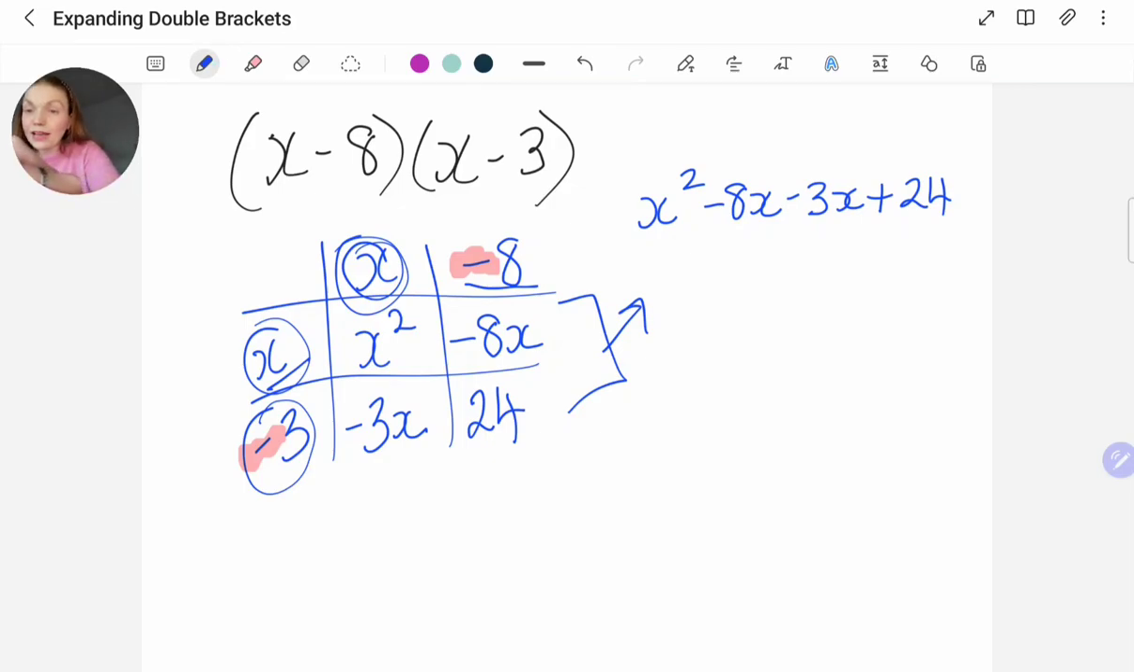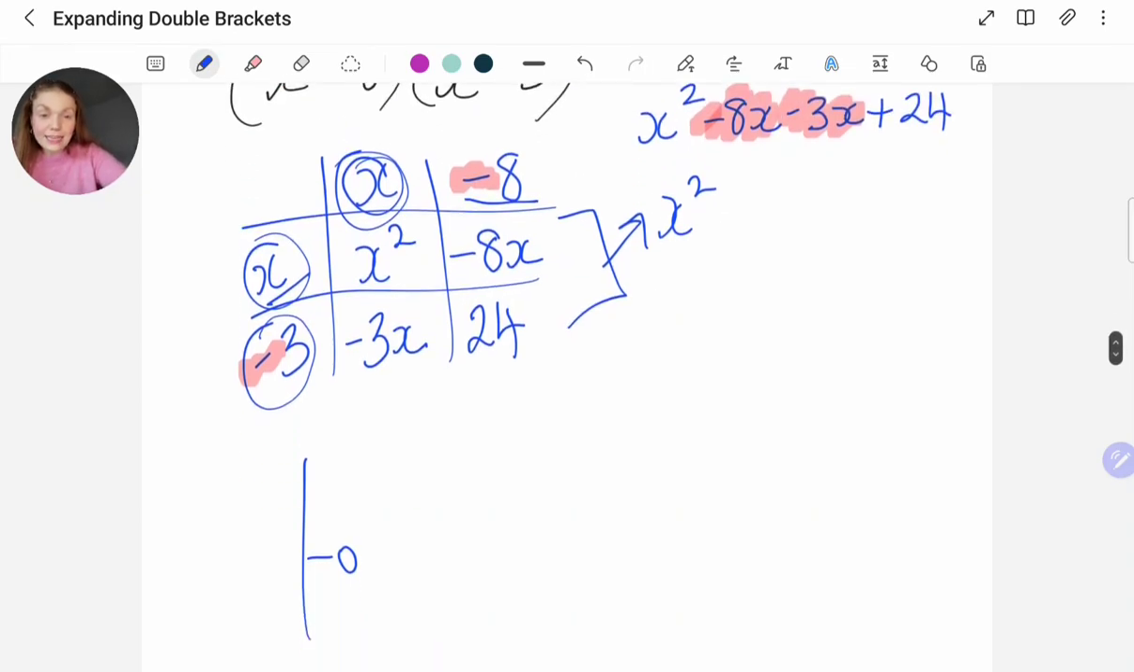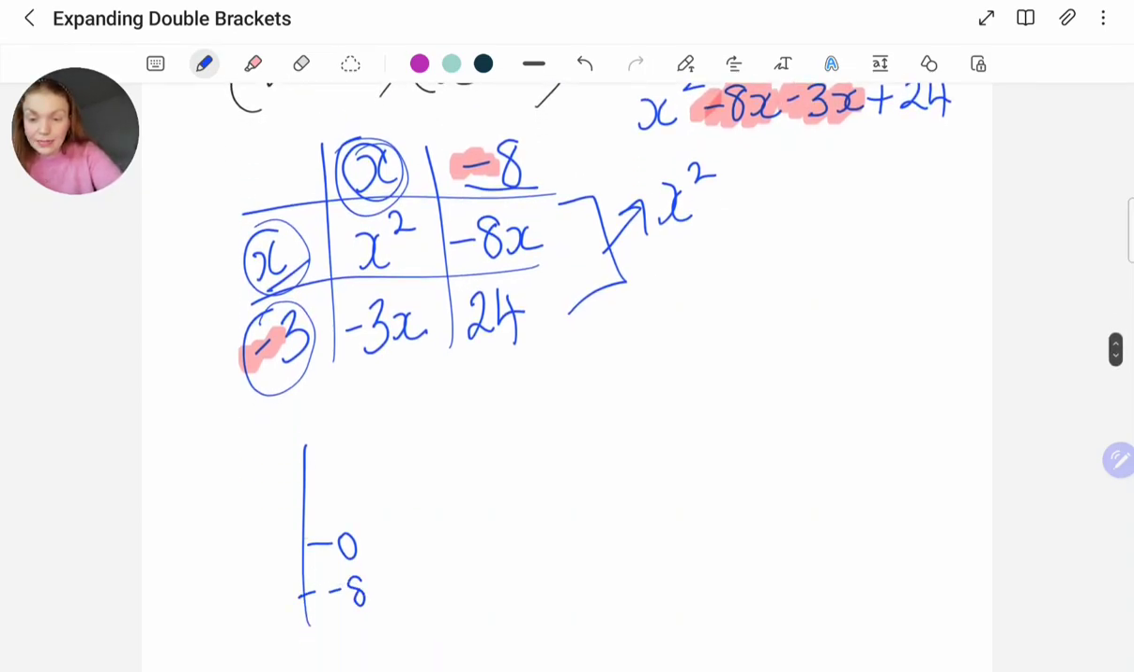Now we need to simplify. The two terms which are the same, because we're going to group our like terms, are the middle two terms. So let's think of our thermometer again. There's 0. And we've got minus 8 minus 3. So minus 8, and we want to subtract 3. So minus 8 on the number line, and we want to take 3 away. It's going to get more negative. So minus 8 minus 3 is minus 11. So minus 11x plus 24.